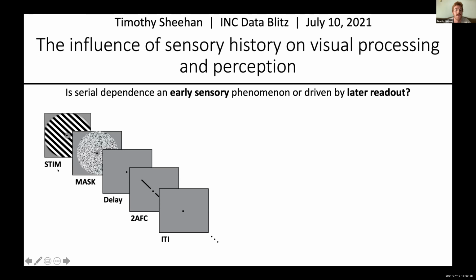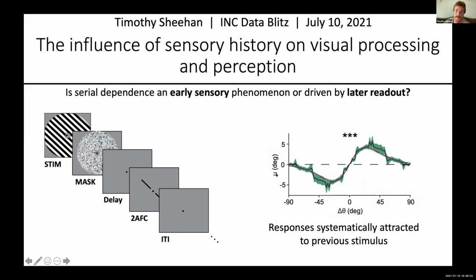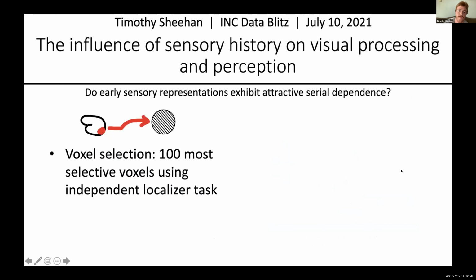Briefly, participants viewed an oriented grating, and then after a delay performed a 2AFC task on a bar, which is clockwise or counterclockwise from that grating. An example trial looks something like this. We have a grating followed by a bar. We can look at the distribution of clockwise and counterclockwise responses and sort them by the change in stimulus orientation. And we found that, like the Fischer and Whitney study, responses were systematically attracted to the previous stimulus.